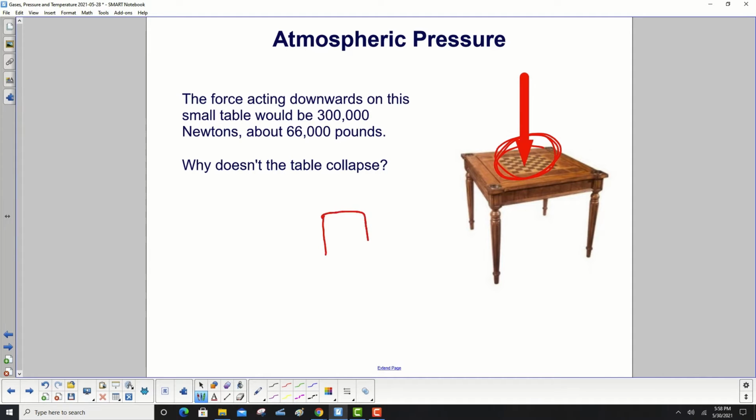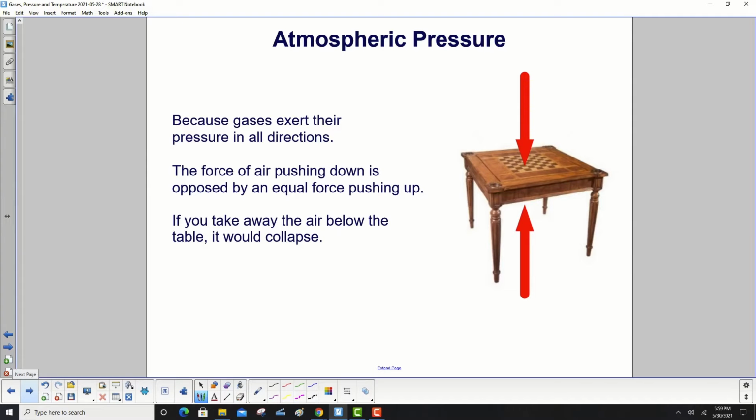Think back on that cube that we put in water before. Not only did you have a force there, you had forces on all sides, okay? Gases exert their pressure in all directions, as do all fluids. The force of air pushing down is opposed by an equal force pushing up. If you were to take the air away below the table, it would collapse.